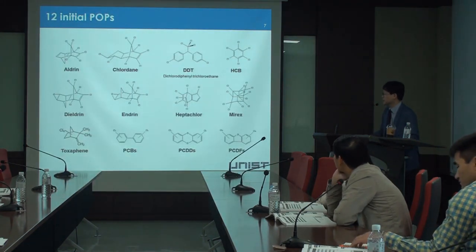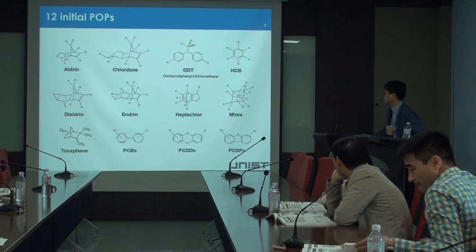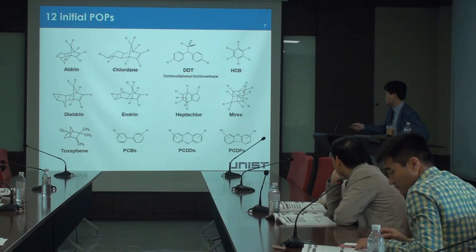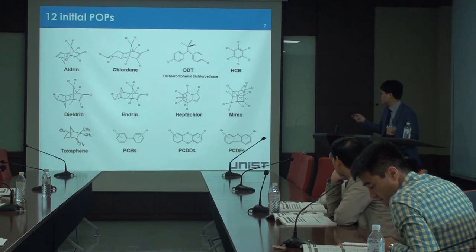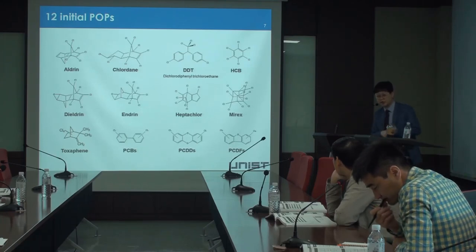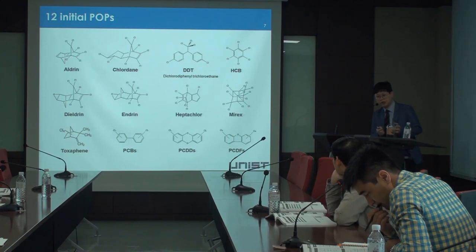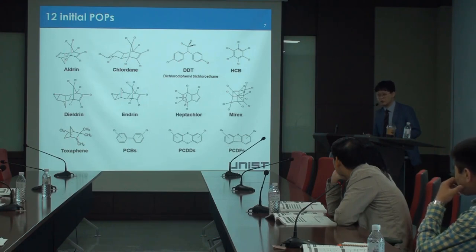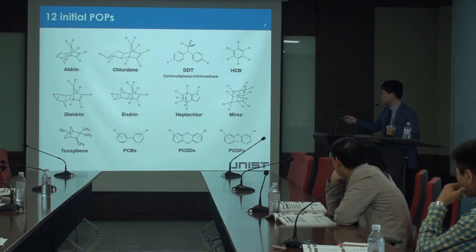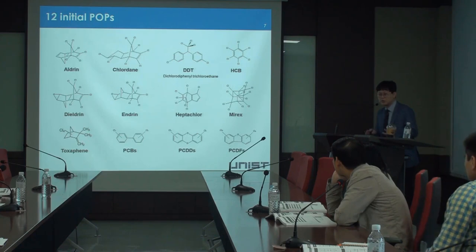Here are some chemical structures of the 12 initial POPs. As you can see here, all these chemicals generally have benzene rings or cyclic structures, and all of them have many chlorine atoms. Based on these structures, you can expect that any chemical with benzene rings or cyclic structures and many chlorines is a toxic, POPs-like chemical. Recently, we also focus on brominated compounds. Chlorine and bromine are halogen atoms, so the properties are very similar.